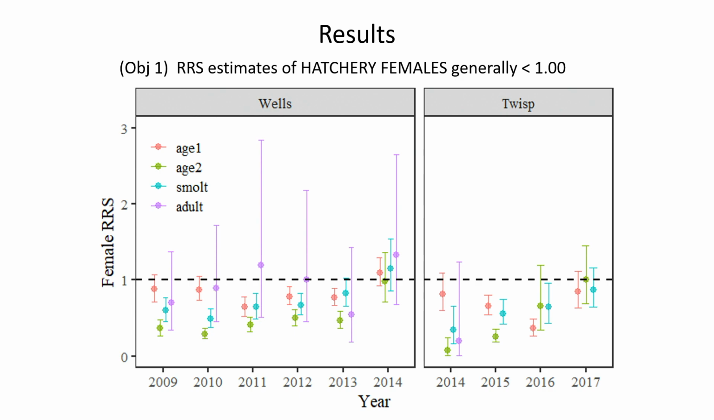So here we're looking at the relative reproductive success of hatchery females from Twisp and Wells stock, at all the life stages we measured. And what you'll notice is that all of the juvenile estimates, or the majority of them, are below that dashed line. Anything below that means they produced fewer offspring than wilds. So at all the juvenile stages, we were generally seeing a lower reproductive success.